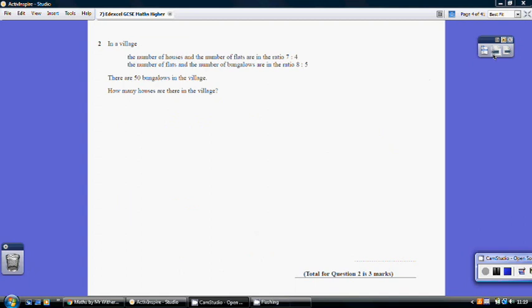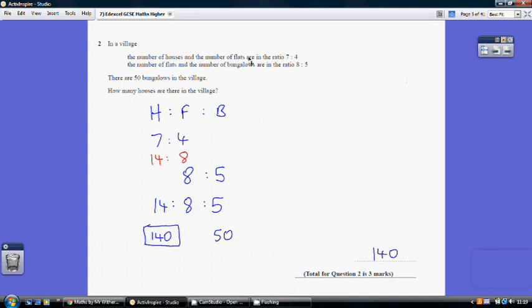Question 2. The number of houses and the number of flats are in the ratio 7:4. So houses to flats, 7:4, and flats to bungalows are 8:5. Now we've got the flats having a ratio of 4 for the first fact and 8 for the second fact. Now we really want this share, the flat share, to be the same.